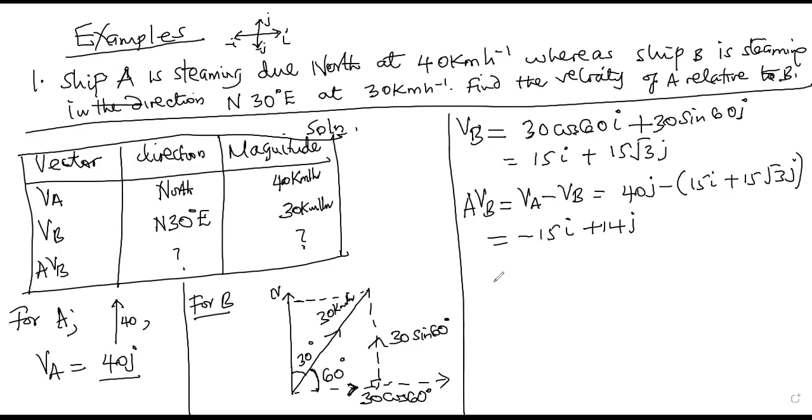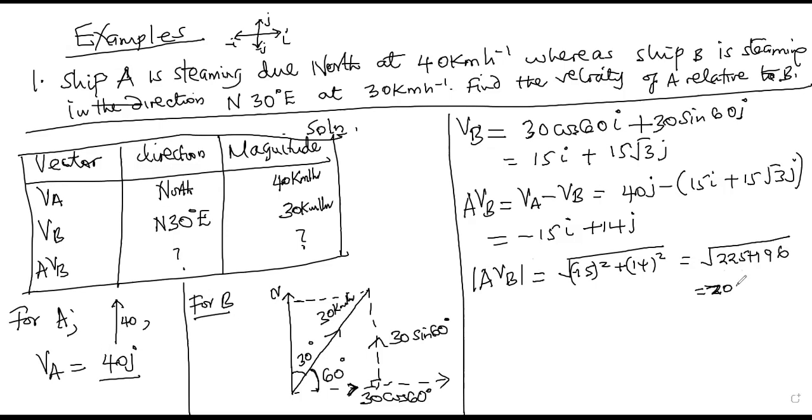So, meaning that the magnitude of AVB, because the velocity must have magnitude and direction, will be the square root of negative 15 squared plus 14 squared, which is equal to the square root of 225 plus 196, which gives 20.05 kilometers per hour. This is the magnitude, but it has got direction too.